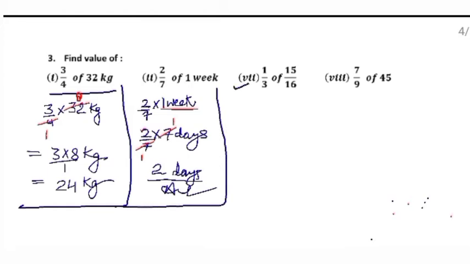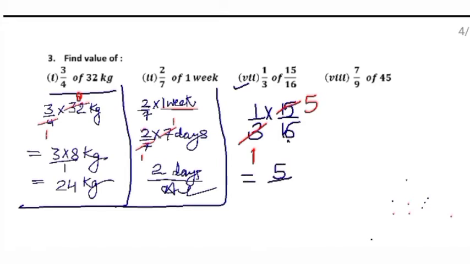The next part is 1 upon 3 of 15 upon 16. Now check the numerator and denominator. This denominator, which is 3, and this numerator both are divisible by the 3. So cut them. 3 ones are 3, 3 5s are 15. Now the numerator is 5 ones are 5 and the denominator is 16 multiply 1 is 16 ones are 16. So your answer is 5 upon 16.